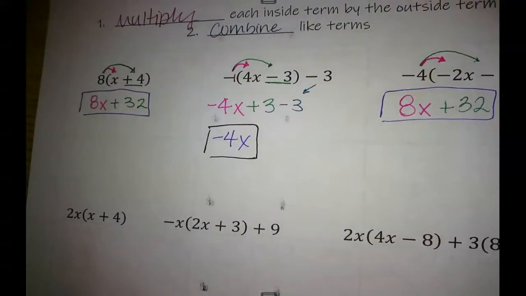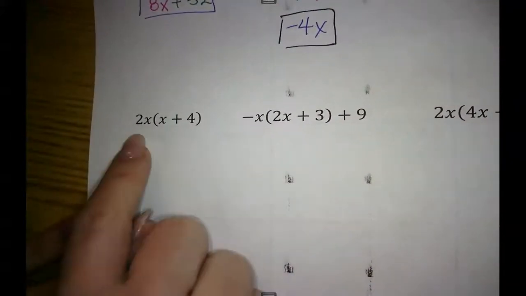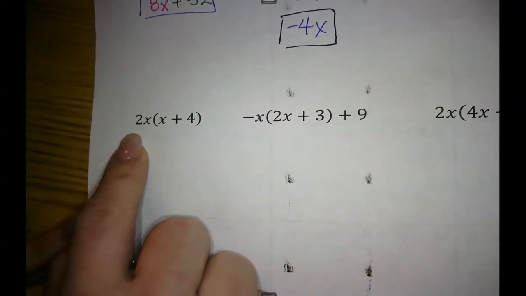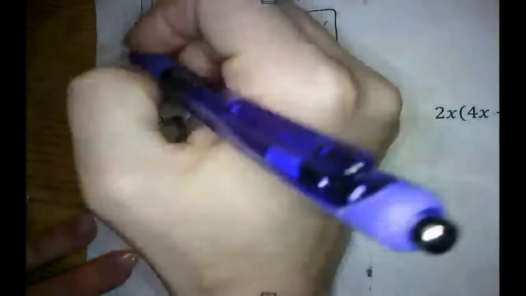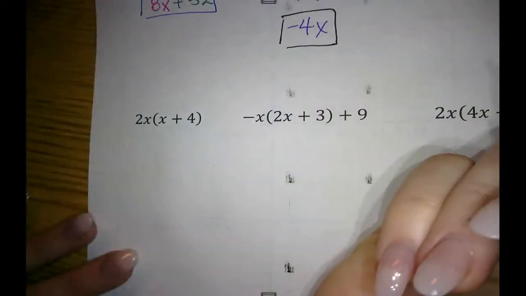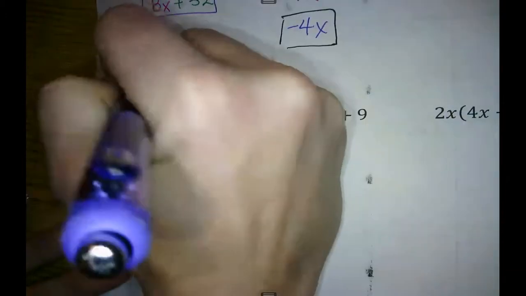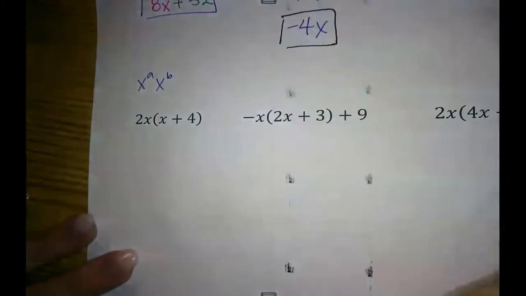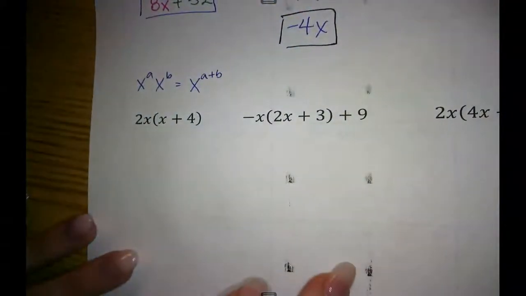All right, let's look at some more complicated problems. Now on the outside, I have a variable. So we have to remember our product rule, and that's why we went over it. When we have a variable times a variable, then we keep the variable the same and we add those exponents. We add that little number.